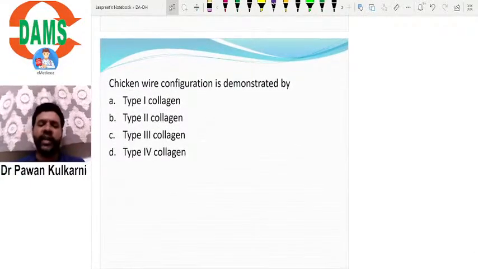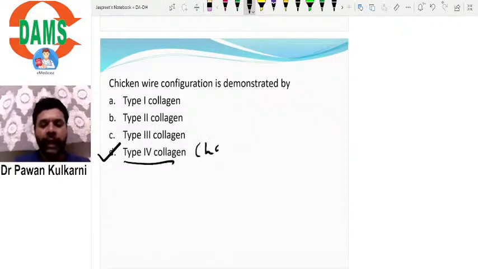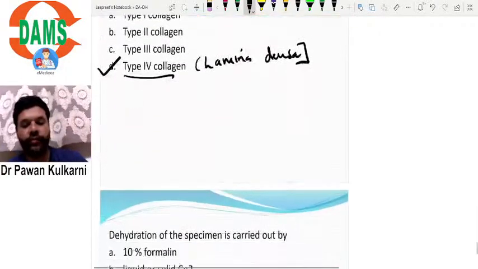Chicken wire configuration is demonstrated by... In the basal lamina, particularly the lamina densa, there is type 4 collagen. So this lamina densa has basically type 4 collagen, which will have this chicken wire configuration.